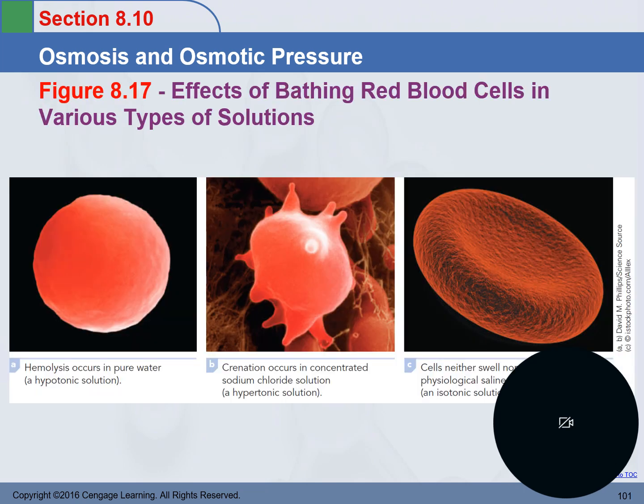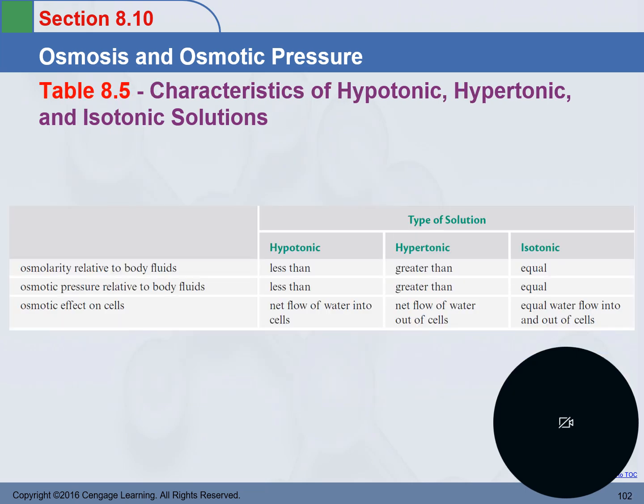Here are some effects of bathing red blood cells in various types of solutions. So you can see in a hypotonic solution, our red blood cell is going to swell. Pure water is taken in. In a hypertonic solution, water is going to leave the cell, and we're going to have this weird thing happen to our red blood cells, and in an isotonic, they're going to look normal. Here's a nice table just showing you the difference between hypo, hyper, and isotonic solutions. I encourage you to look it over. Pause the video if I go too fast.